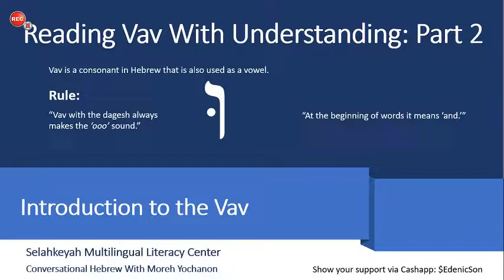So at the beginning of a word, if you see this Vav with the Dagesh at the beginning of a word, it means and. Okay? If you see this Vav with the Dagesh at the end of words, it means we or our. And I'm going to explain that to you. At the beginning of words, it means and. At the end of words, it means we or our. Okay?